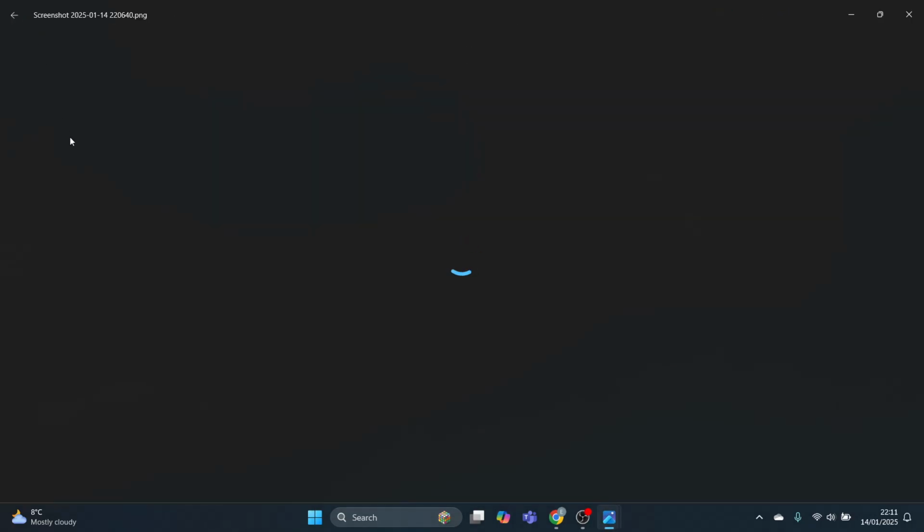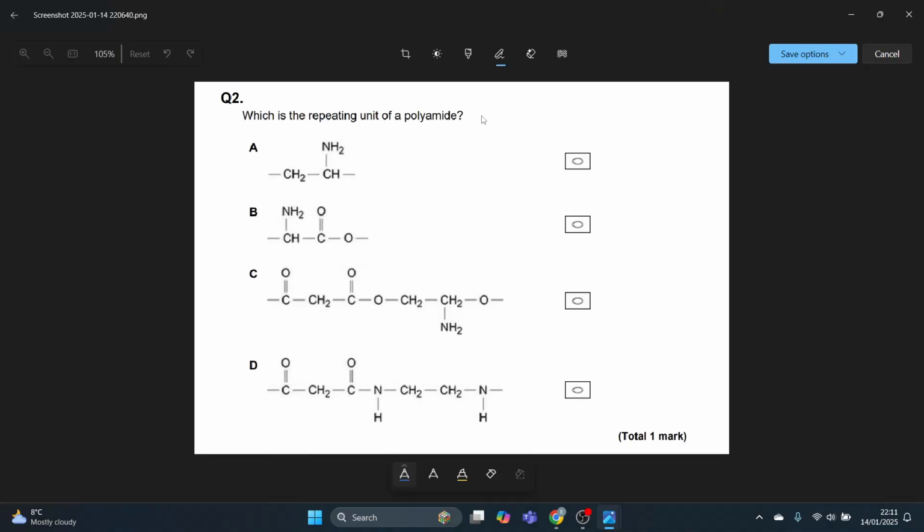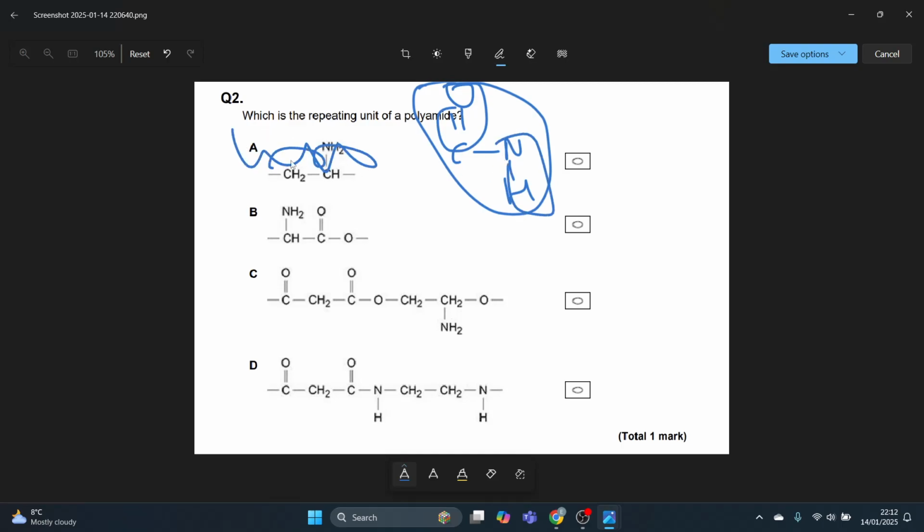Question 2. Which is the repeating unit of polyamide? Now polyamide is going to have a carbonyl functional group, and it's also going to be attached to something like that is what I'm looking for. Well, A has none of them. It doesn't have that or that, so it definitely can't be A.